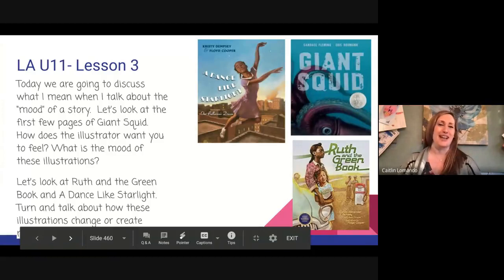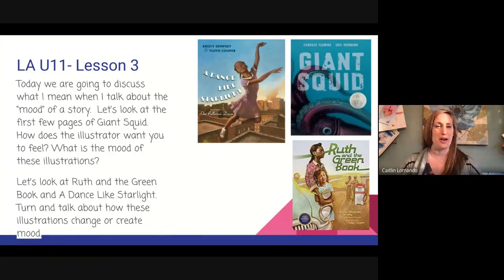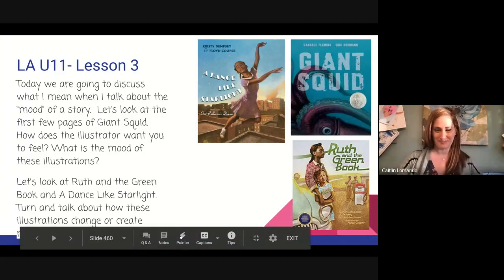Today we are going to discuss what I mean when I talk about the mood of a story. Let's look at the first few pages of Giant Squid. As we do, I want you to think, how does the illustrator want you to feel? What is the mood or the feeling of these illustrations?